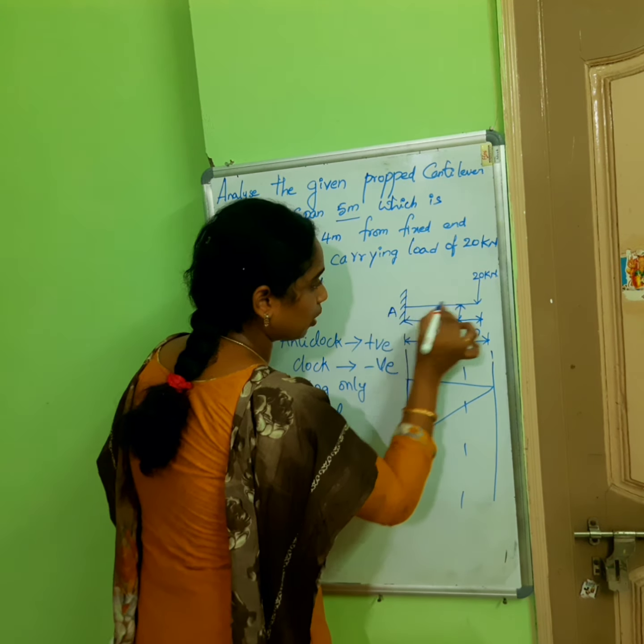X bar is nothing but the center of gravity for the rectangle. Center of gravity is what? Distance L by 2. So it is 2. Okay, this is my center of gravity, 2. Next, see here, next I am taking this load. For calculating how much load, we should know the area.